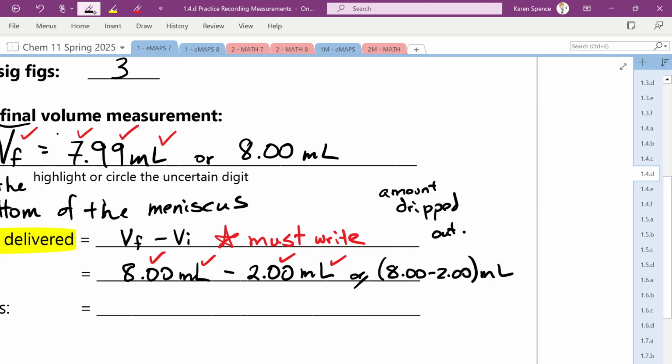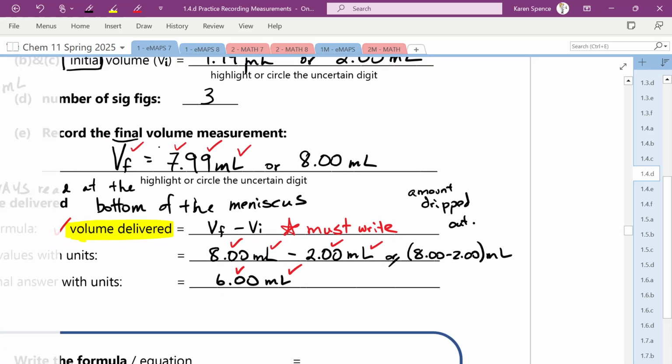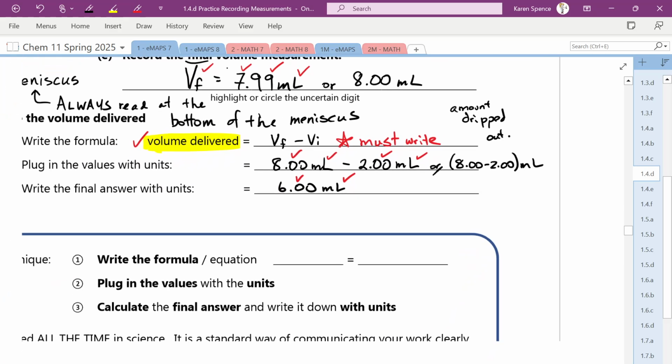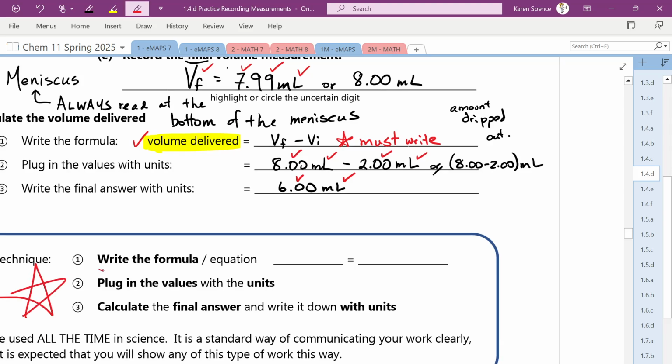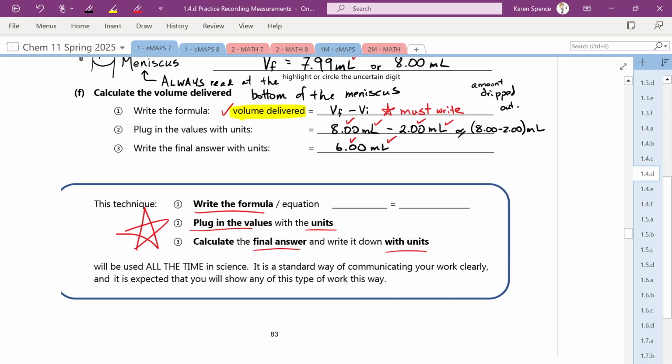And then your final answer would be 6.00 milliliters. So you would get 1 for this and 1 for the unit. Yes? Okay. So you always, once again, have to write the formula, plug in the values with the units, and calculate the final answer with the units. That's how you do science, right? If you don't write out that stuff, then nobody knows what you're talking about. And if nobody knows what you're talking about, they cannot repeat your work. Okay?